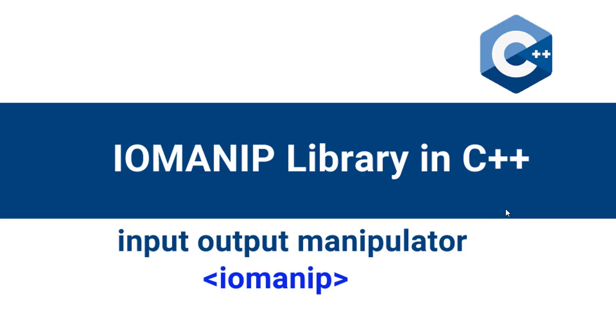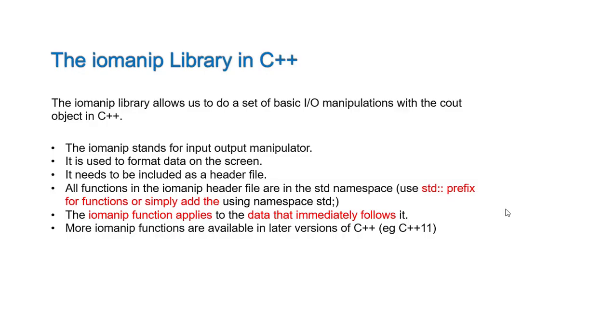In this tutorial, we are going to look at the iomanip library in C++. But what is it? The iomanip header provides mechanisms to change the output style of a program. It is very useful for data presentation and visualization on the screen. The iomanip library allows us to do a set of basic input-output manipulations with the cout object in C++.